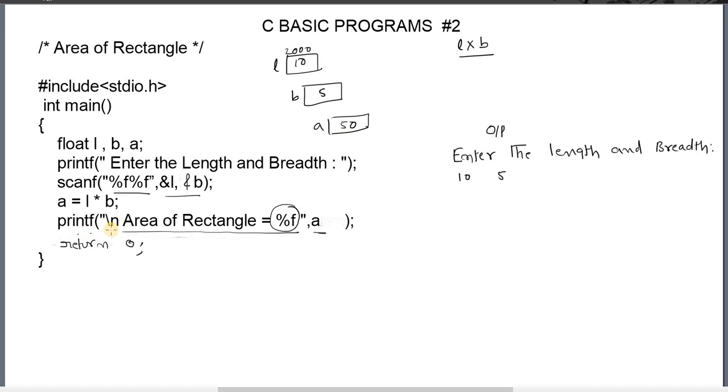So in this printf, first \n is there. It will give a new line first. Then it prints area of rectangle is equal to 50. Here in place of this specifier we will get the A value.